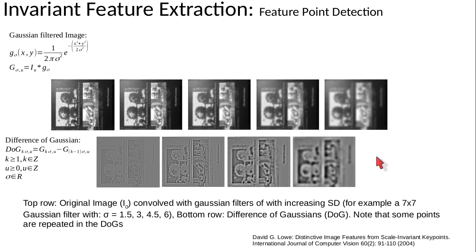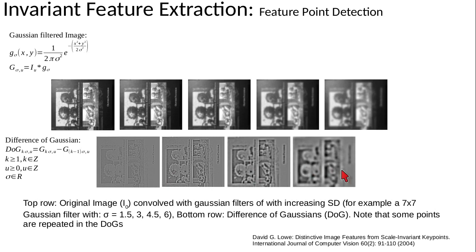Now at the bottom we can see difference of Gaussians. The difference of Gaussians are obtained by subtracting the filtered version, that is this image, from image I0. Similarly, this difference of Gaussian is obtained by subtracting this image from this version. This difference of Gaussian is obtained by subtracting this image from this one. And this difference of Gaussian is obtained by subtracting this image from this image.